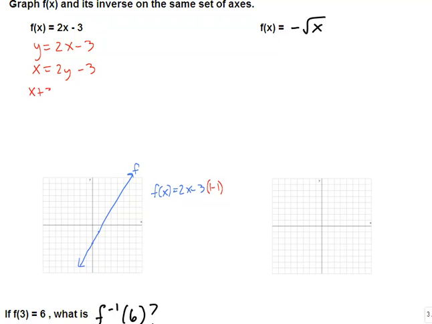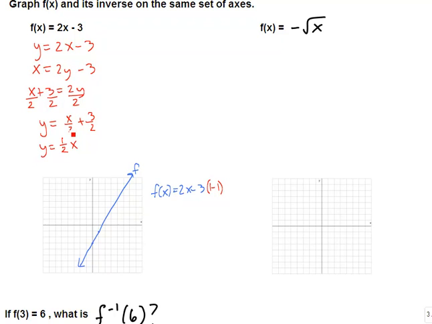So I'm going to add 3, and then I'm going to divide by 2. This time I'm going to divide each individual term by 2 because I want a graph here. And so if we get y by itself, and I'm just going to turn this around and put the y on the left, then we get x over 2 plus 3 over 2, which is the same as saying instead of x over 2, you can think of that as 1/2 x.